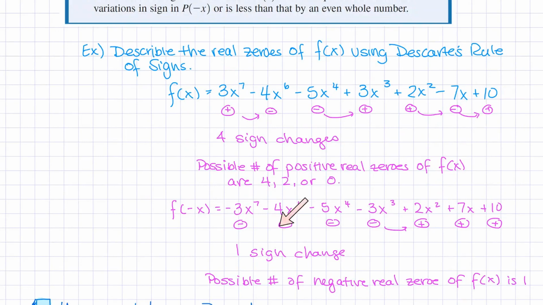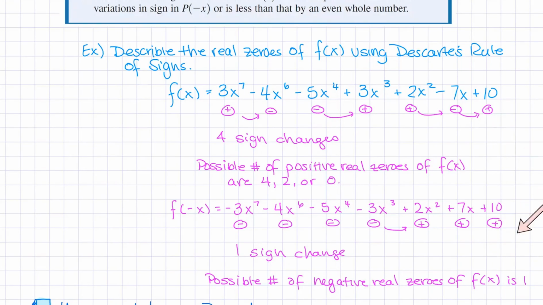So I had a negative, negative, negative, negative, positive, positive, positive. There was only one sign change here. So as far as the possible number of negative real zeros, there is only 1. And if I subtract by 2, because remember, less than that by an even whole number, if I take 1 and subtract 2, I'm going to be negative. So the possible number of negative real zeros of f of x is 1. That means I know there has to be 1 negative real zero, and that's it. If I find it, don't try any more negatives.